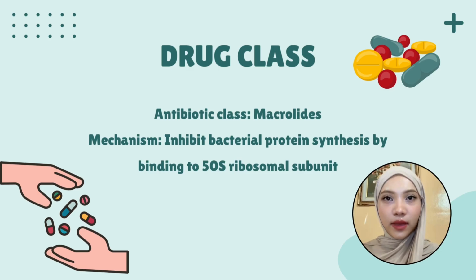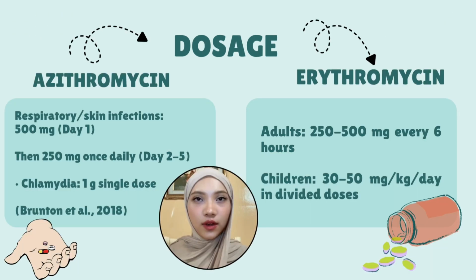Drug class: the antibiotic class is macrolides. Mechanism: inhibit bacterial protein synthesis by binding to the 50S ribosomal subunit. For dosage, azithromycin: a respiratory or skin infection needs 500 mg on day 1, and then 250 mg once daily for day 2 to day 5. For chlamydia, a 1 gram single dose. For erythromycin, adults need 250 to 500 mg every 6 hours, and for children, 30 to 50 mg per kg per day in divided doses.